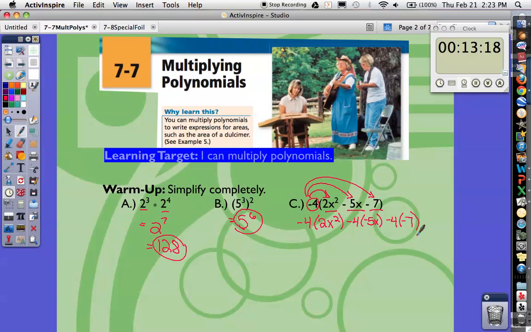So multiply each term. -4 times this term, guys, there's only one term in here, so you don't give this to the 2 and the x, you just do it once. So give me -8x squared. -4 times -5x would give me a positive 20x. And a -4 times -7 would give me a positive 28.